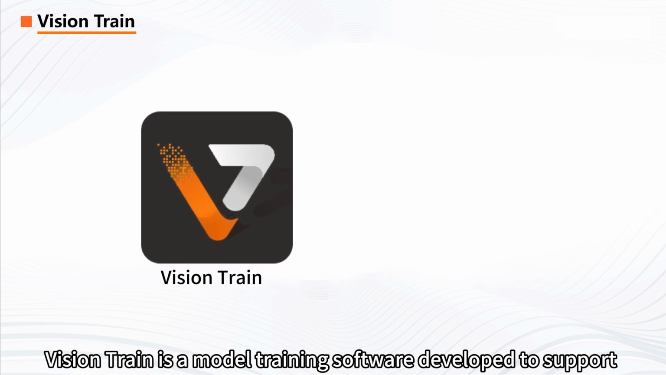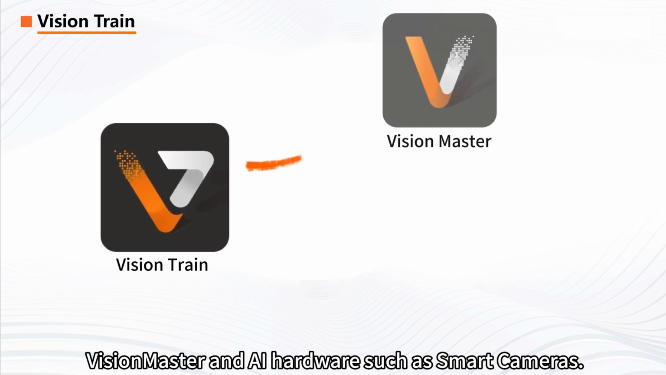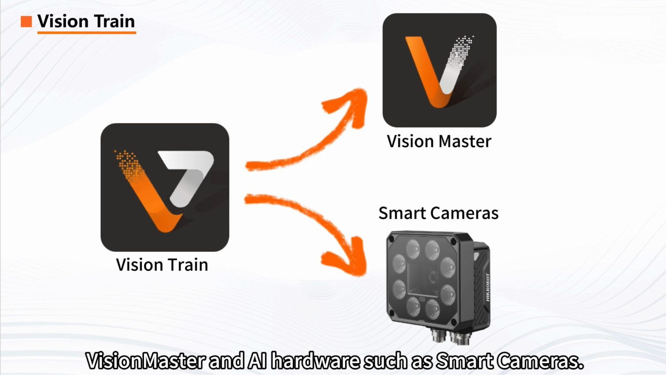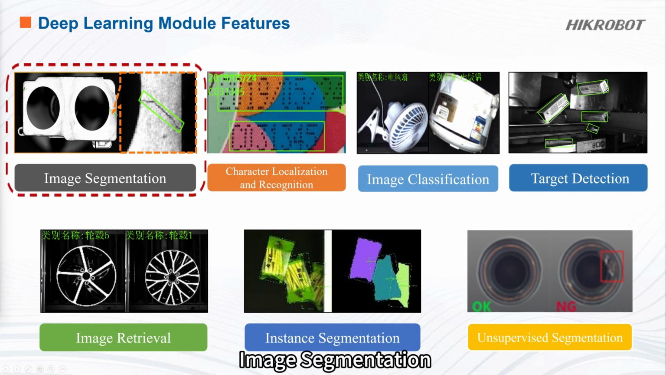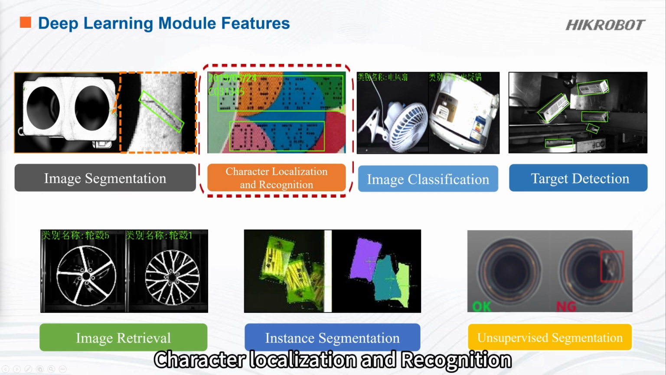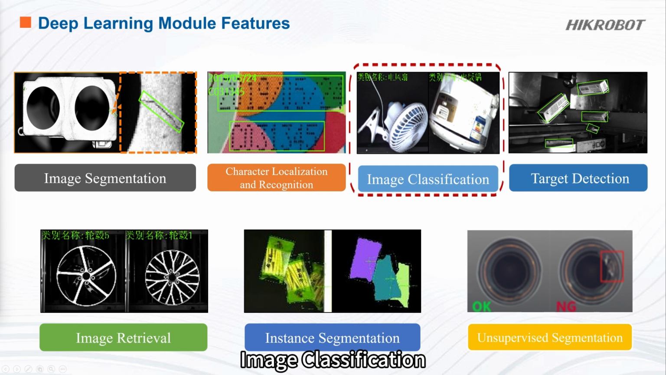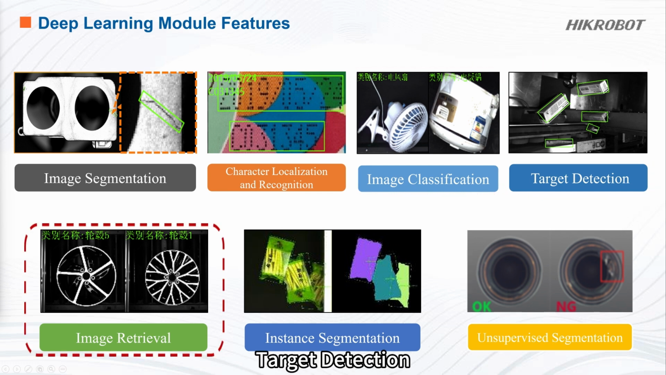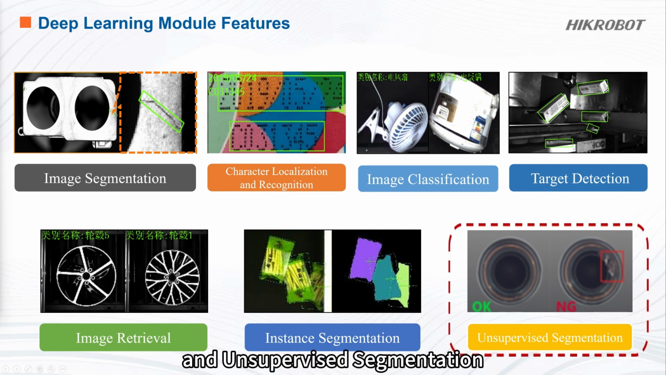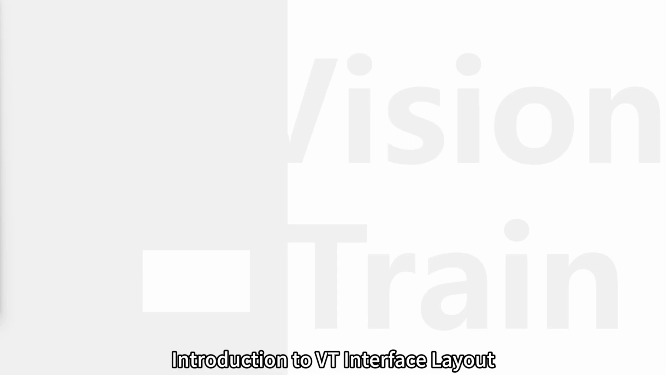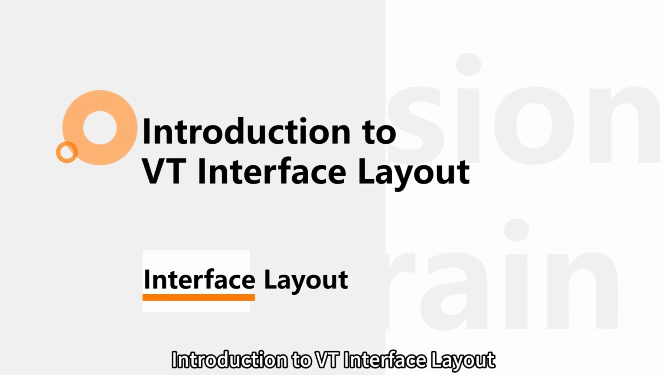VisionTrain is a model training software developed to support Vision Master and AI hardware, such as smart cameras. It supports 7 training modules: image segmentation, character localization and recognition, image classification, target detection, image retrieval, instance segmentation, and unsupervised segmentation. Introduction to VT interface layout.